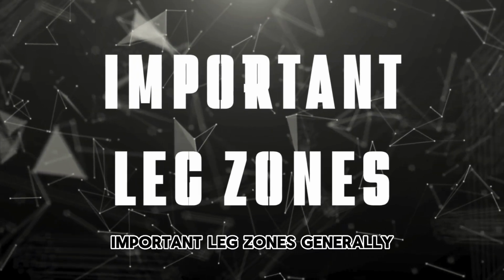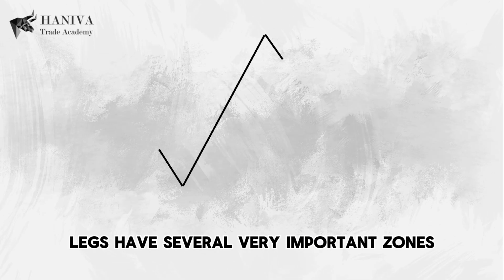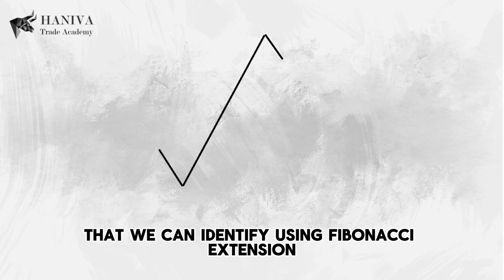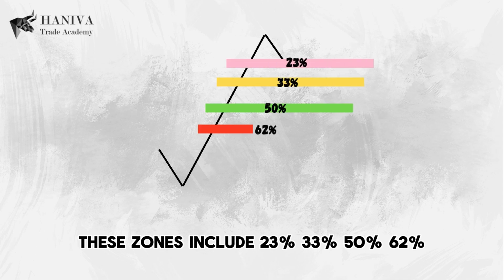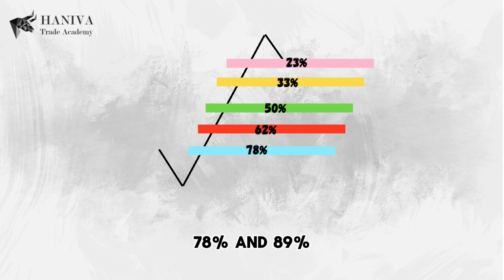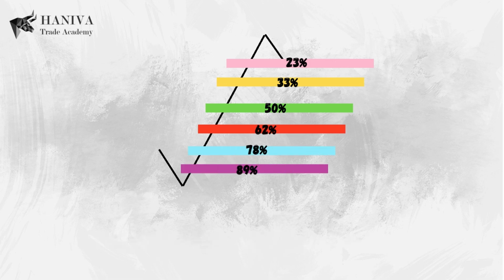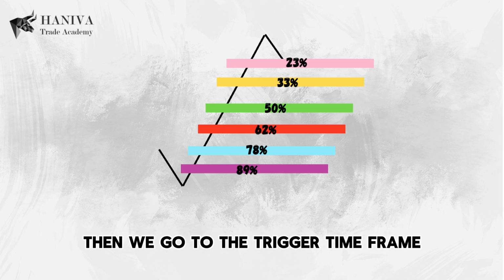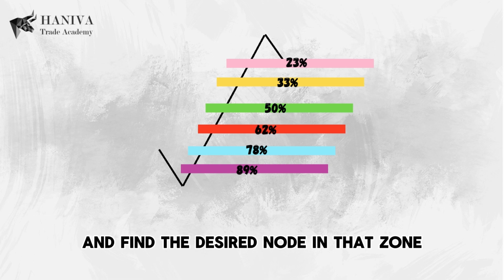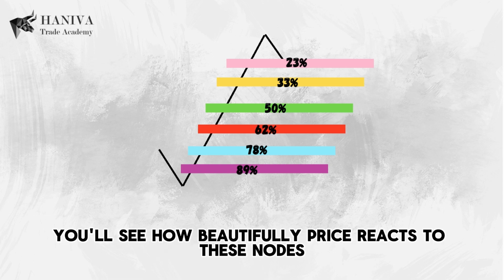Important leg zones. Generally, legs have several very important zones that we can identify using Fibonacci extension. These zones include 23%, 33%, 50%, 62%, 78%, and 89%. These zones are marked in the structure timeframe. Then we go to the trigger timeframe and find the desired node in that zone. You'll see how beautifully price reacts to these nodes.